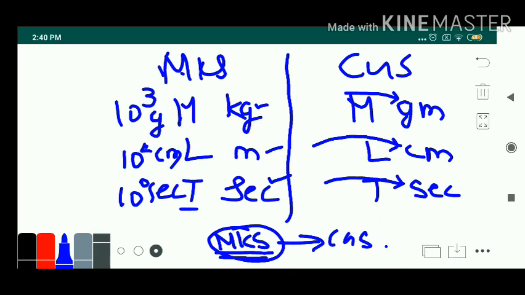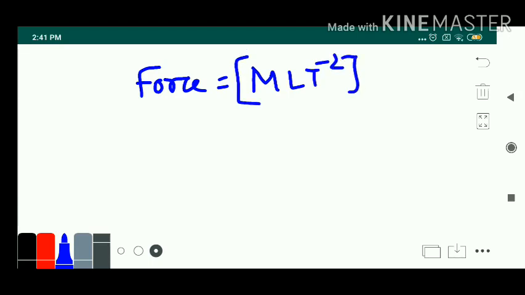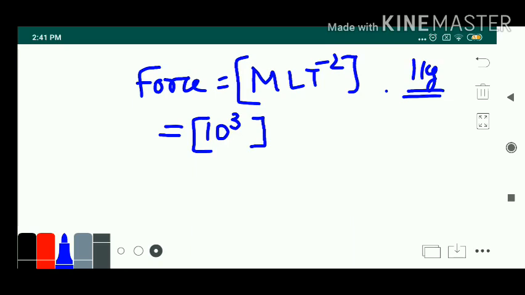Very easy, right? So what is the dimension formula of force? It has been already taught, guys. Mass into acceleration, that is MLT raised to minus 2. So here in place of mass, initially it was 1 kilogram, because it was in MK system. Here I want to convert it into CGS. So in place of kilogram, now I am going to write 10 to power 3 grams, and the power is 1.